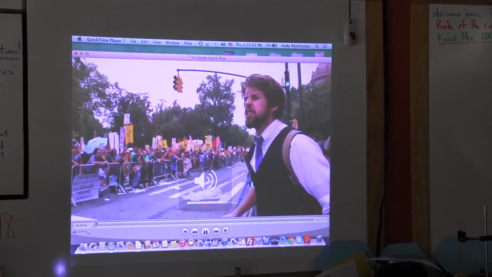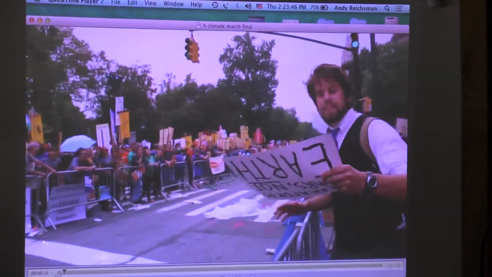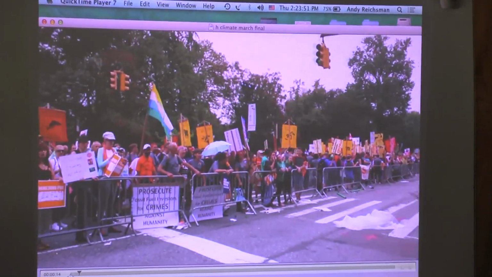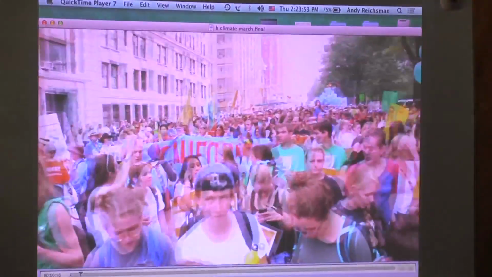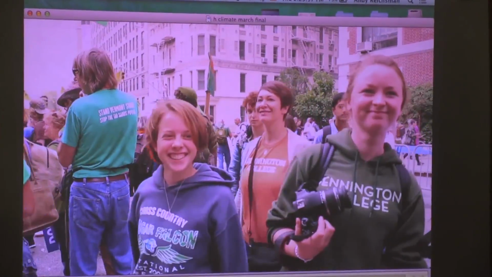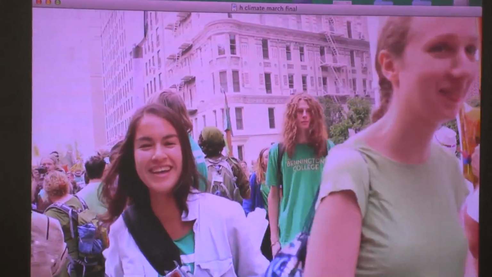I say climate, you say action! Climate! Action! Action! I say people, you say march! On September 21st, 44 students from Bennington College joined the 400,000 people marching in support of direct action addressing global climate change. It was mad awesome, so inspiring.